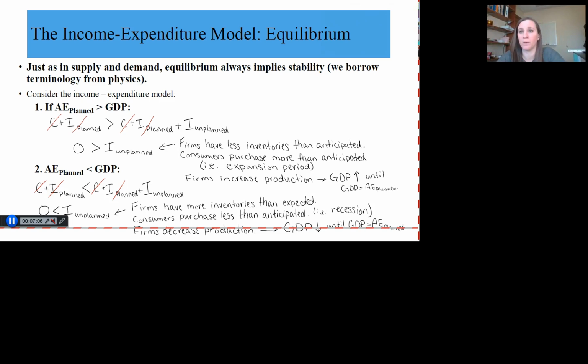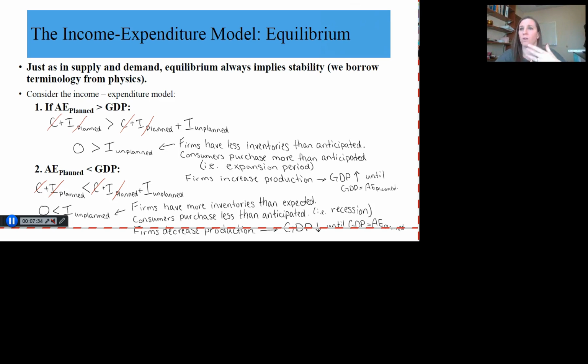Now, this equilibrium, whenever we say equilibrium, it's going to imply something such as stability. And this is, again, a term that we borrow from physics, so take from that what you will. So let's think about why it's stability. Basically, stability means that if we deviate from this intersection point, we're going to go back to it, no matter which way we deviate. So let's do the first scenario, where our planned aggregate expenditures are greater than GDP.